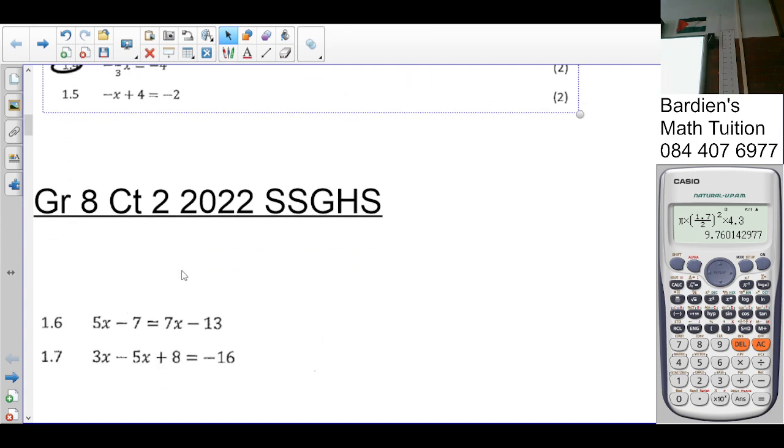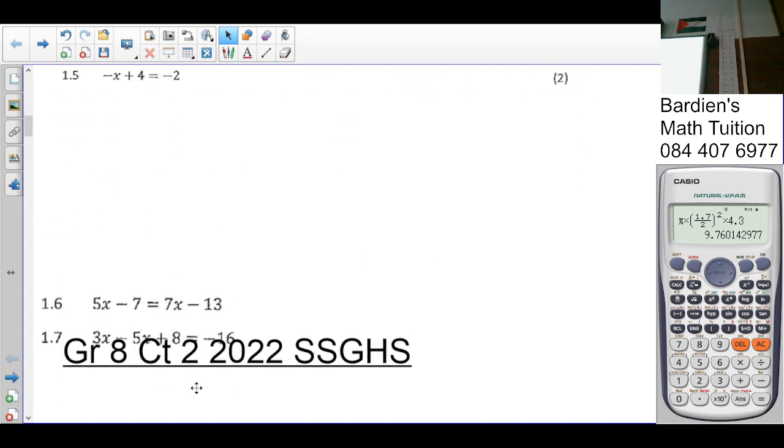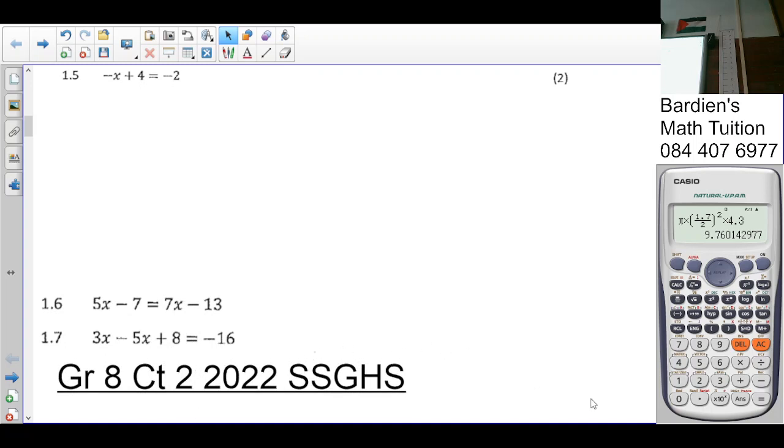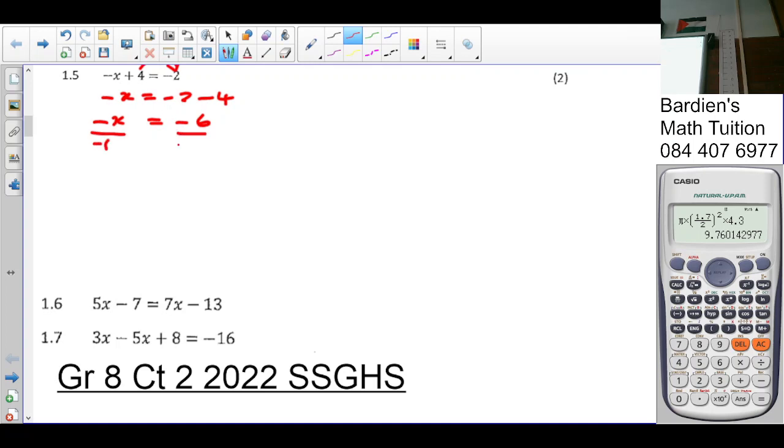The next question is 1.5. In 1.5 again, we're going to transpose that positive 4. So it's negative x is equal to negative 2 minus 4, which is negative 6. Divide by negative 1 both sides. So x is equal to 6. You all okay with that? Moving slow enough for you? Okay. 1.6.